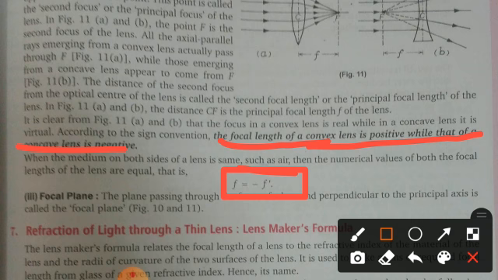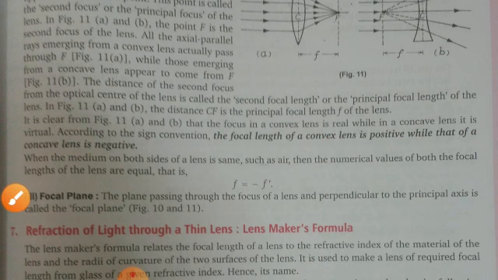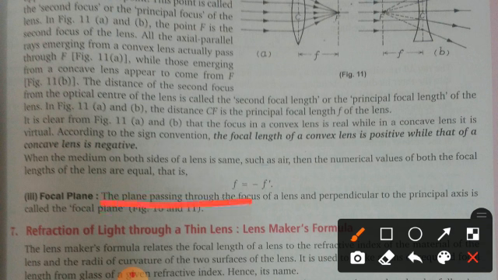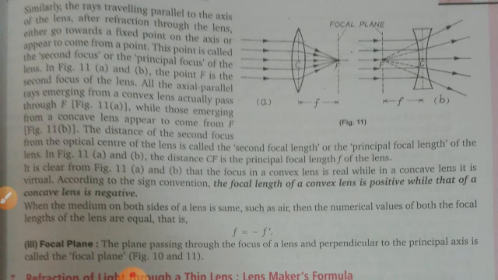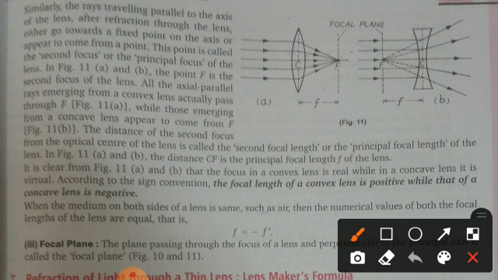Now we will talk about what is the focal plane. So the plane passing through the focus of a lens and perpendicular to the principal axis is called the focal plane. Means the plane which is passing through the focus of a lens. Clear? And perpendicular to the principal axis is called the focal plane. I hope it is clear for you. Here it is a focal plane. This is passing through the focus and perpendicular to the principal axis, this is the focal plane.